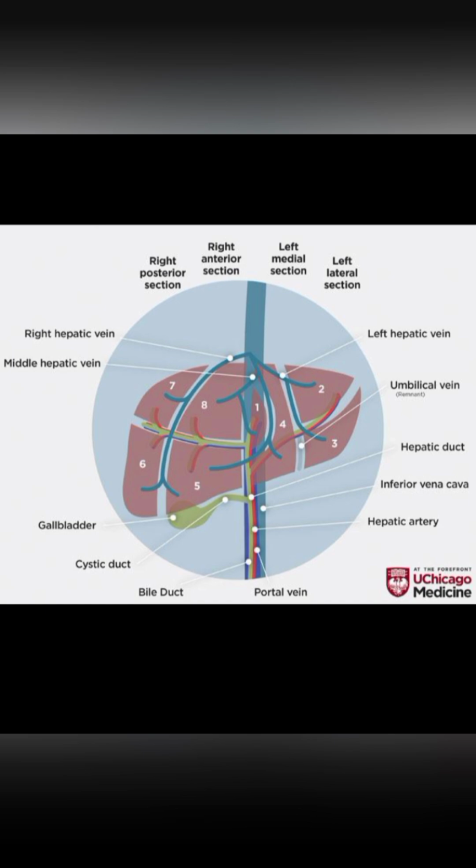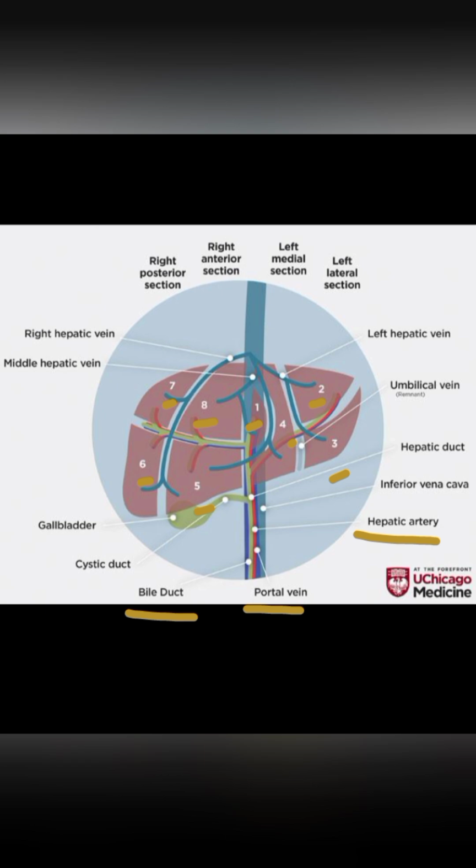If we talk about the segmental division of the liver, there are a total of 8 segments: 1, 2, 3, 4, 5, 6, 7, and 8. And all the segments have their own portal triad, which consists of the portal vein, hepatic artery, and the bile duct. And each one has its own independent blood supply.